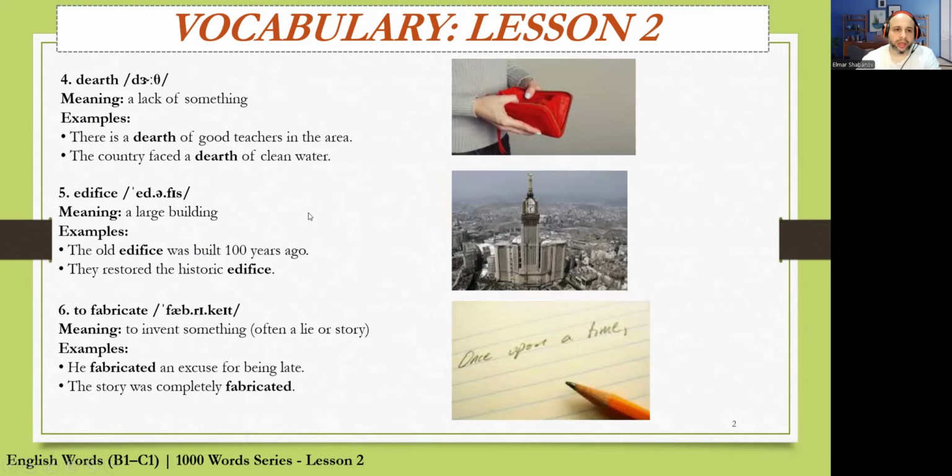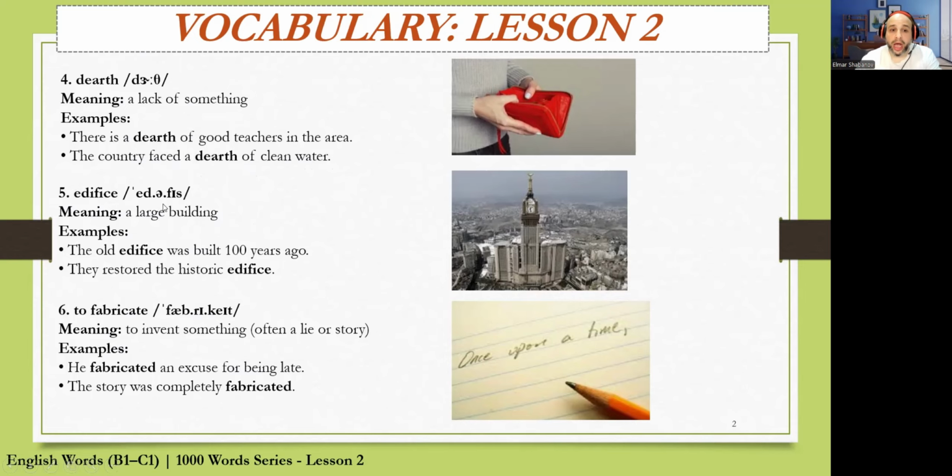Okay, let's look at word number 4. Dearth means a lack of something. When there is a shortage, a lack of something. Examples: there is a dearth of good teachers in the area. The country faced a dearth of clean water. So pay attention that dearth is used with of: a dearth of something. So there is a dearth of good teachers. There is a lack, a shortage of good teachers. The country faced a dearth of clean water. The country faced a shortage, a lack of clean water.